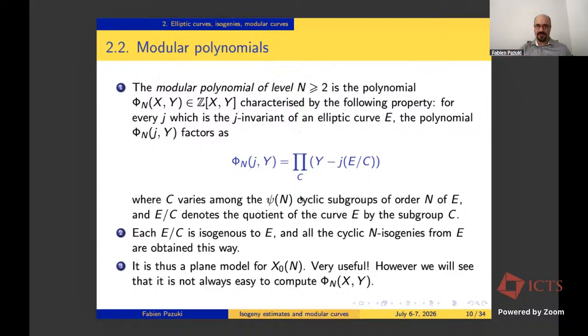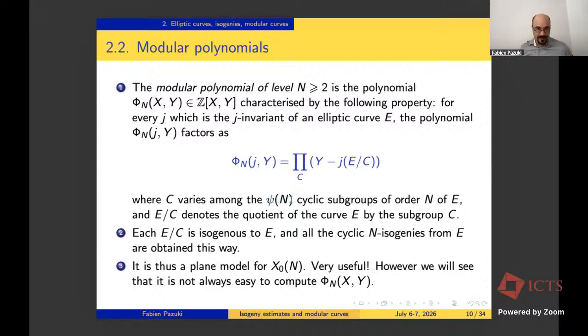And you take the product over all the possible cyclic subgroups C. So now you take this product, you kind of need to be a bit careful. It is a finite product. That's because you only have finitely many cyclic subgroups of order n in E. They are all subgroups of the n-torsion, and the n-torsion is finite. So this makes sense. And then, in fact, we can even compute them.